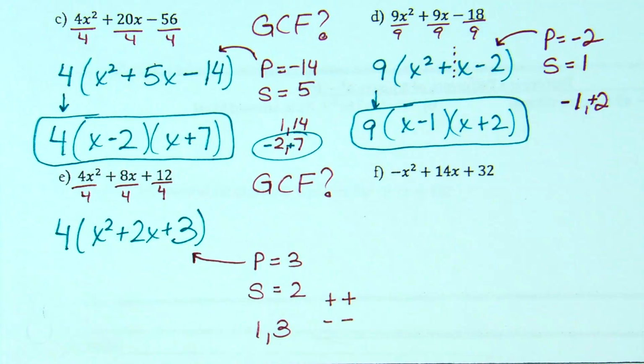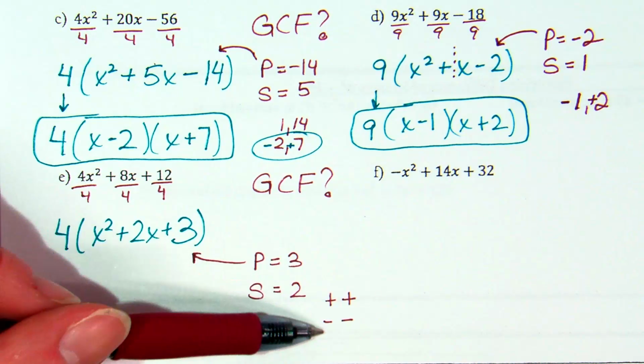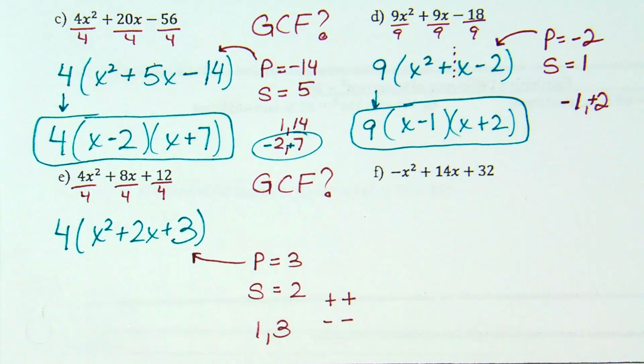Could 1 and 3 add to be 2? Could negative 1 and negative 3 add to be 2? No. Dang it, I was wrong. So, if the signs were different, it could work.